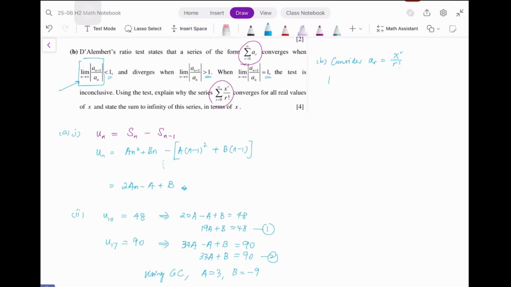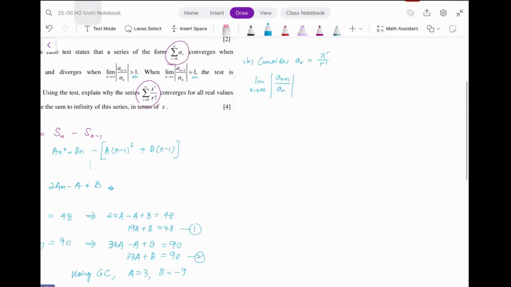So let's do the test. Limit as n tends to infinity of a_(n+1) over a_n. This one will need some math. Here, we will have x to the power n plus 1 divided by (n plus 1) factorial, over x to the power n divided by n factorial. I think at this rate you can see that this simplifies to x over n plus 1. Because this now is n plus 1 and n.